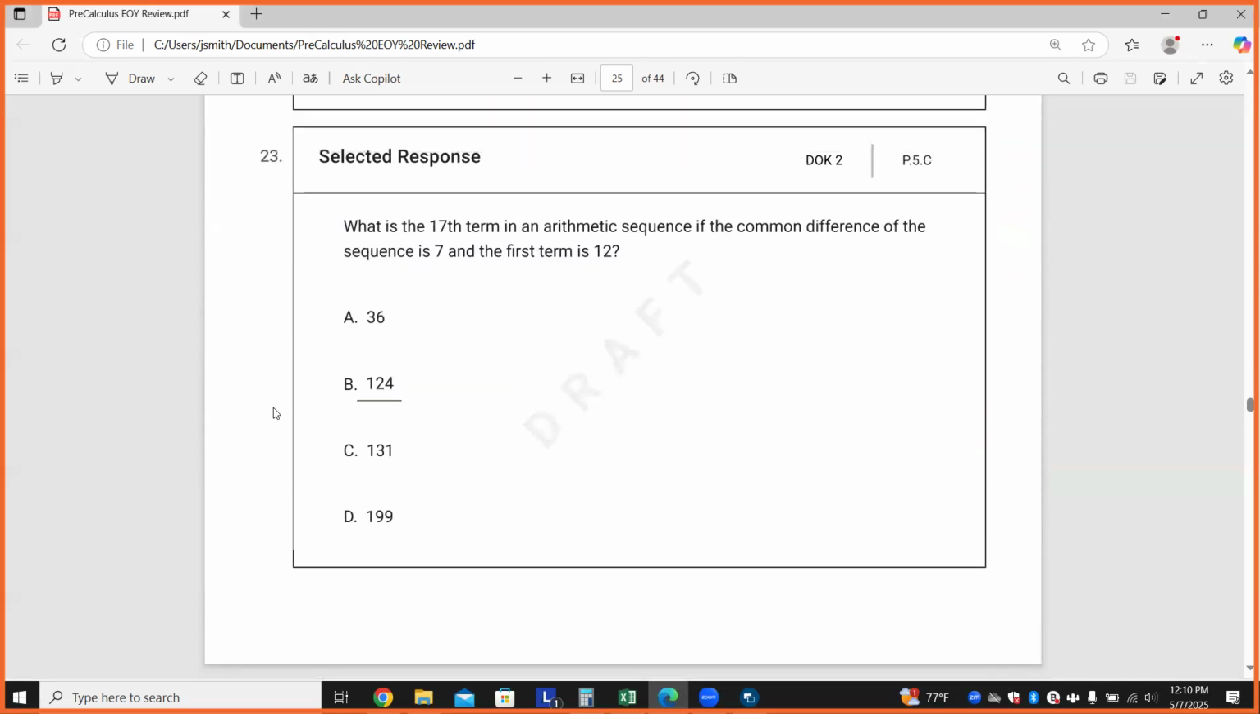Number 23. What is the 17th term of the arithmetic sequence if the common difference of the sequence is 7 and the first term is 12? So you'll notice there's a lot of arithmetic sequences here, so make sure you have that equation memorized. Y'all remember it from the last 2 days? When y'all been studying with y'all's flashcards, arithmetic sequence is what formula? This is definitely going to be a test you're going to want to be studying for. We did it yesterday, and I think we did it the day before.